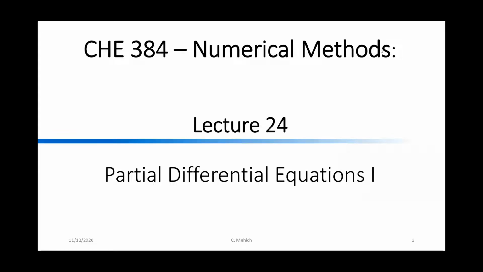Welcome back to Numerical Methods. Today we're going to begin covering our last major topic for this course, which is partial differential equations.